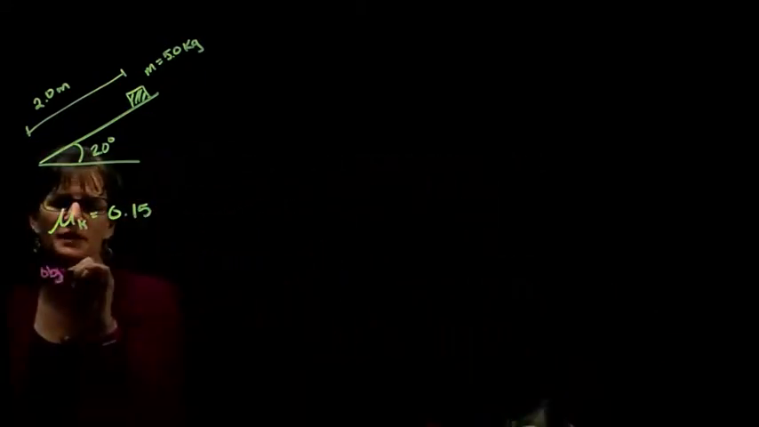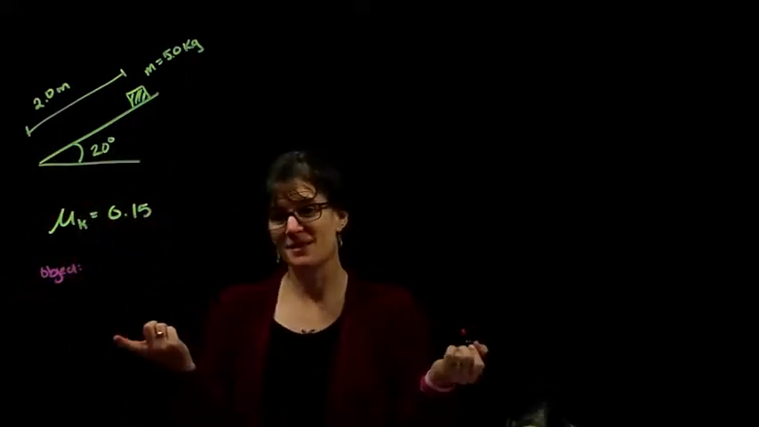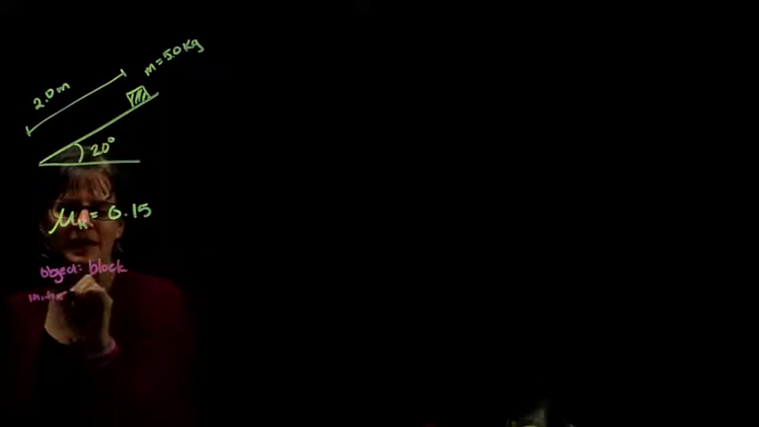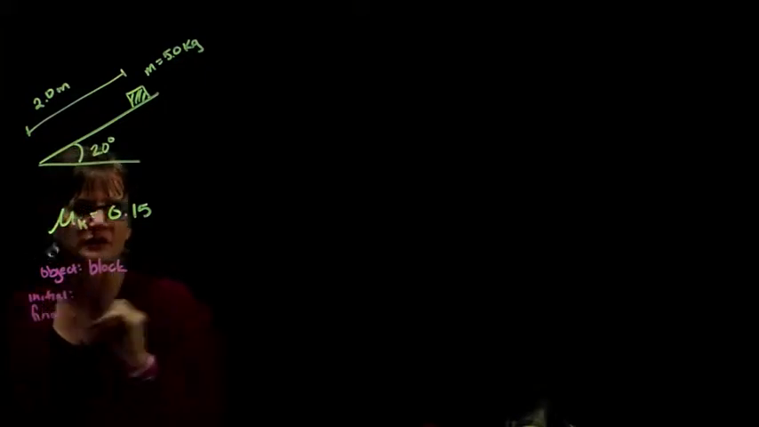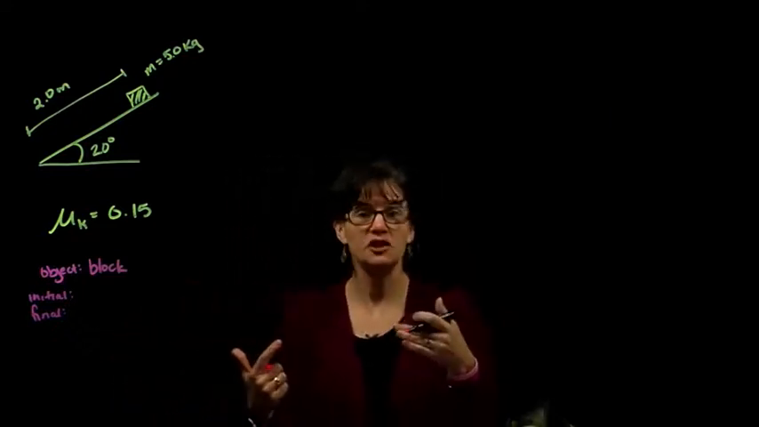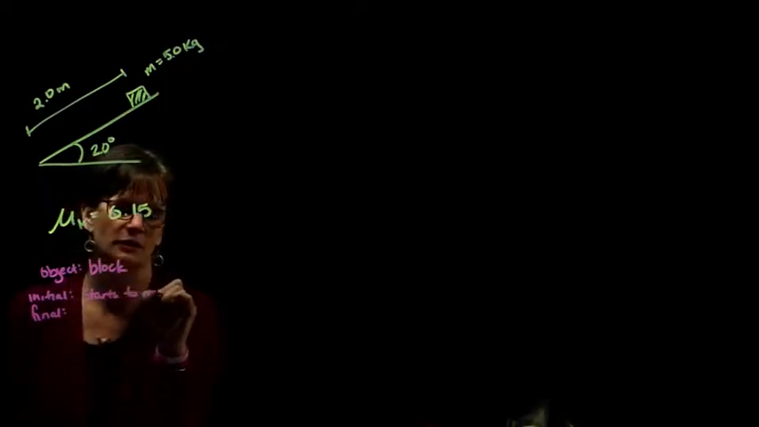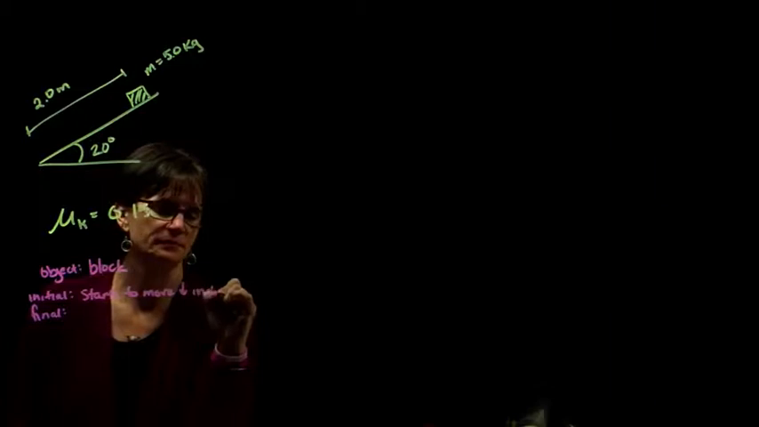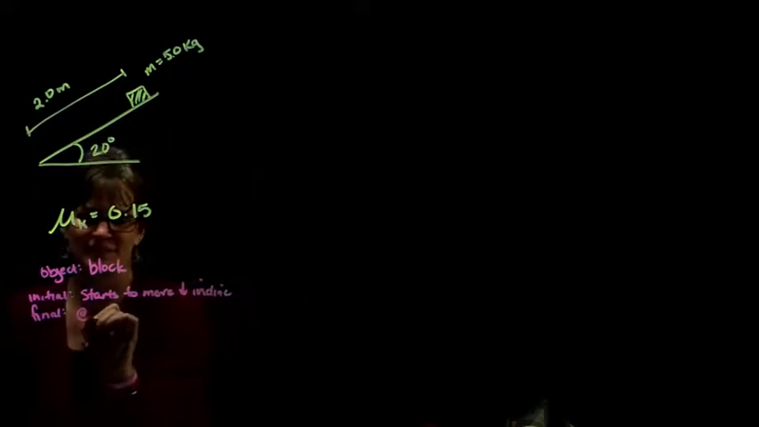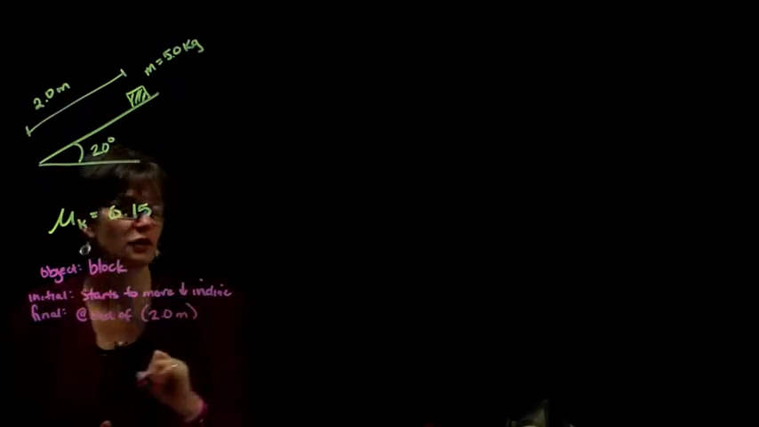So that process begins with an object, defining what that object is. Well, we're interested in what? Well, the block. So our object is the block. We also want to frame our problem. What is our initial and final? When do we start caring and when do we end caring? Well, we start caring as soon as the block starts to move, so right after it breaks that static friction and it starts to move down the incline. And when do we stop caring? Well, when it reaches the end of the incline, so that's going to be after it travels that 2 meters.